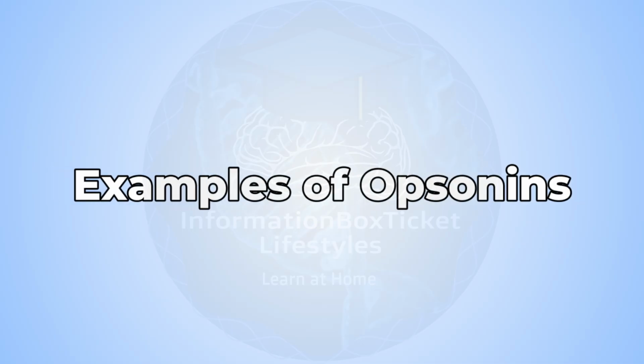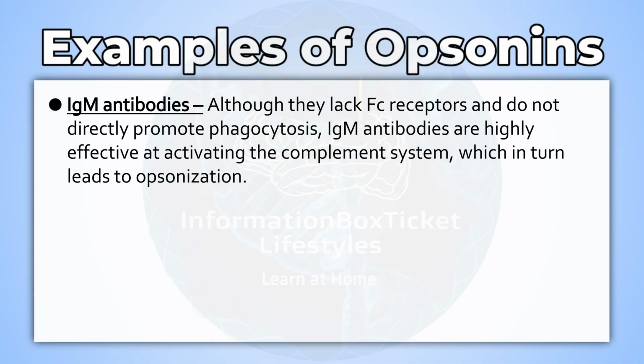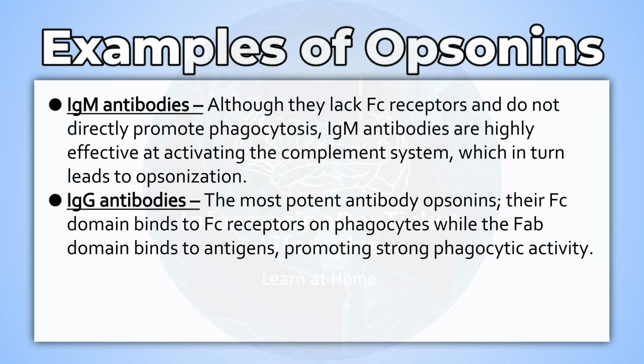Examples of opsonins. Immunoglobulin M antibodies. Although they lack Fc receptors and do not directly promote phagocytosis, immunoglobulin M antibodies are highly effective at activating the complement system, which in turn leads to opsonization. Immunoglobulin G antibodies, the most potent antibody opsonins. Their Fc domain binds to Fc receptors on phagocytes, while the Fab domain binds to antigens, promoting strong phagocytic activity.